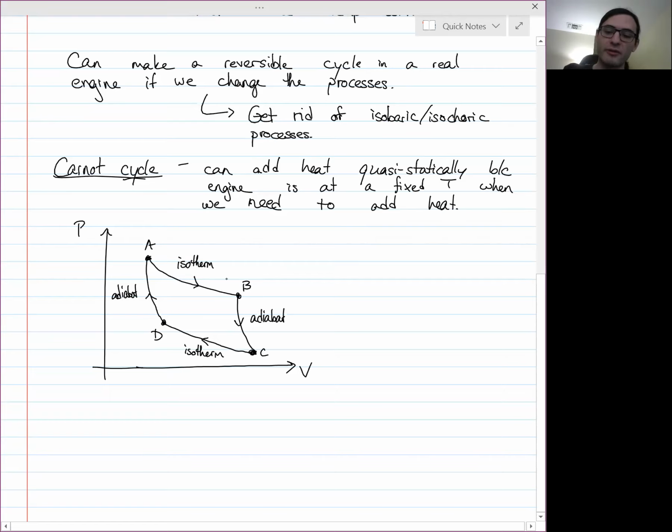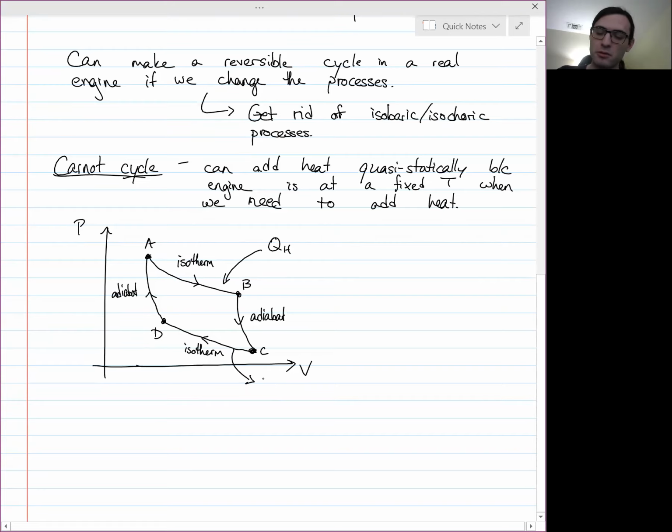So here we have heat entering the engine during this isotherm and heat exiting the engine during this isotherm. It's an isotherm, so it has constant temperature. We call it T hot. The temperature of this isotherm we can call T cold.